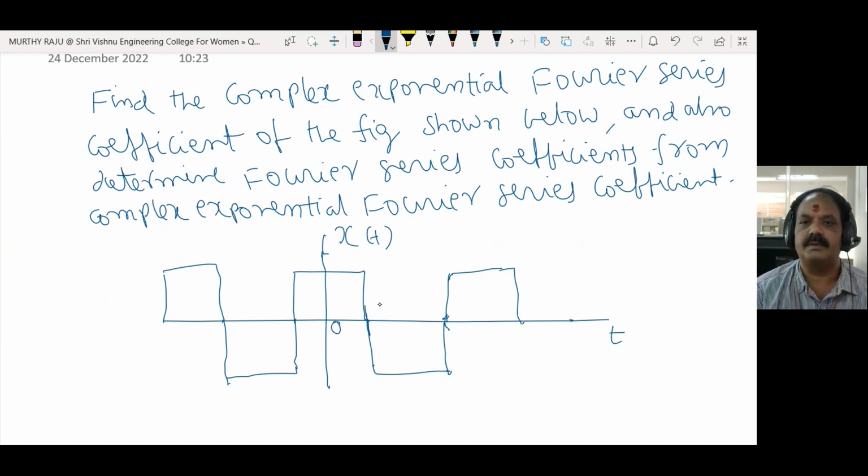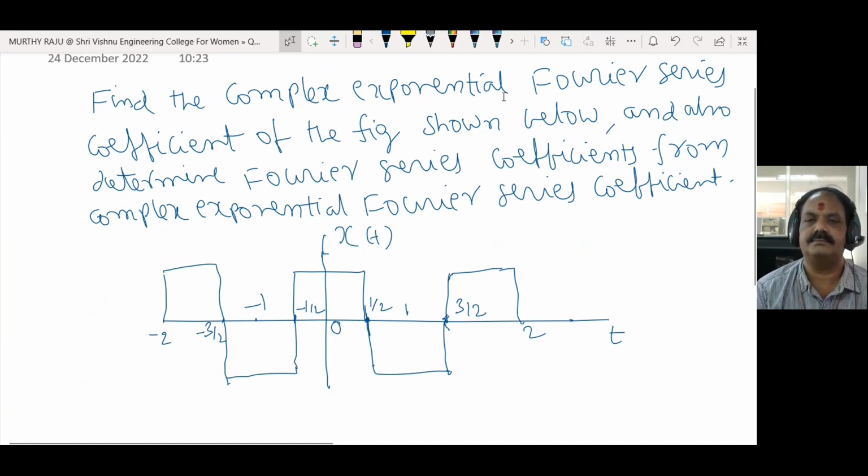Zero. This value is 1/2. 1. This value is 3/2. This value is -1/2. -1. -3/2. 2 and -2. These are the values. One. -1.